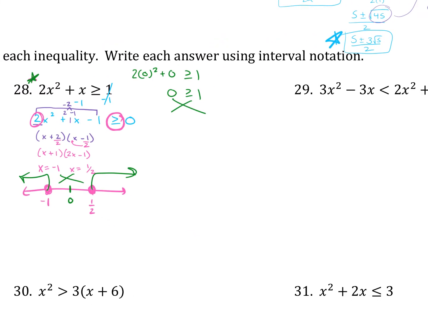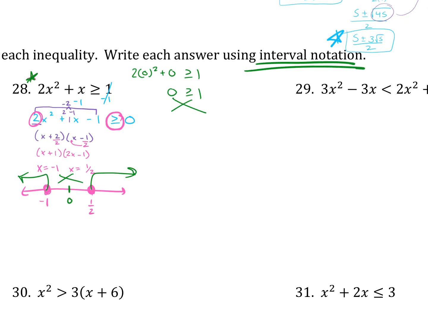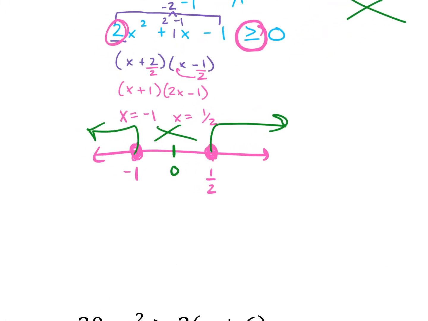So writing our answer in interval notation, what would our interval start with if it goes to the left? Negative infinity to negative 1. And then negative 1/2 to positive infinity. And these should have brackets because it's greater than or equal to, so they're closed circles. So we should put brackets there.